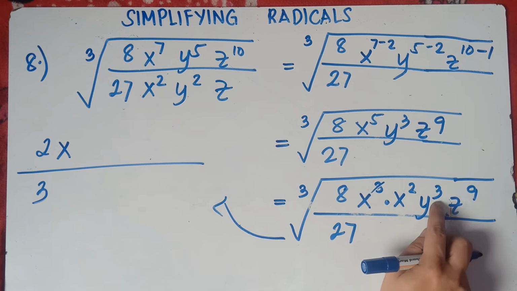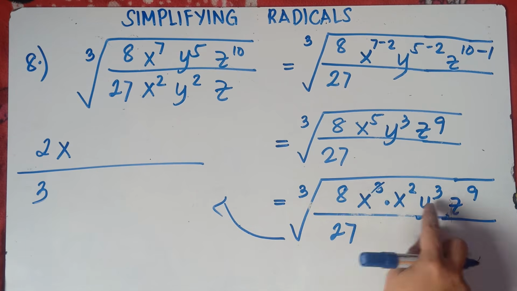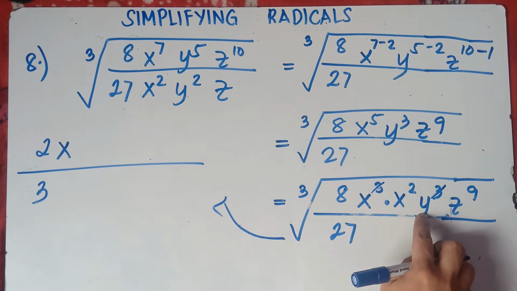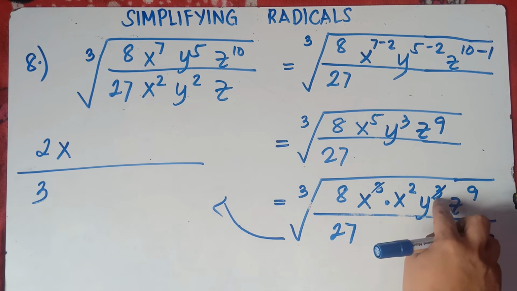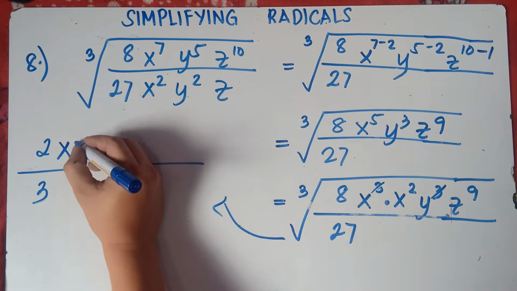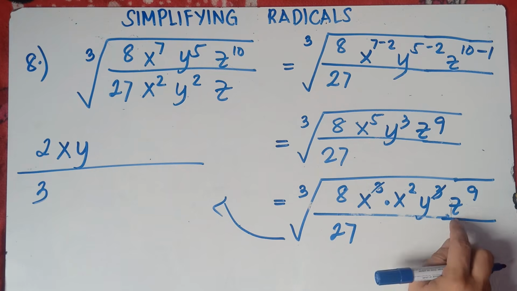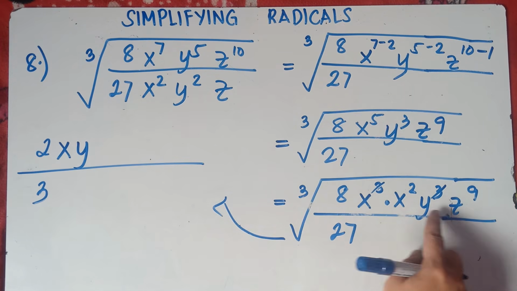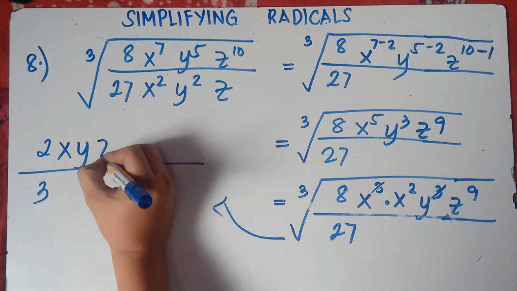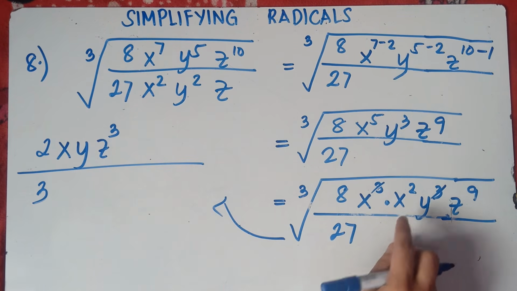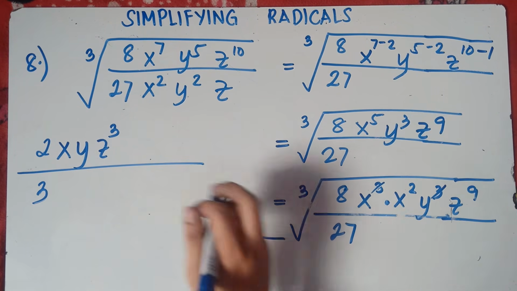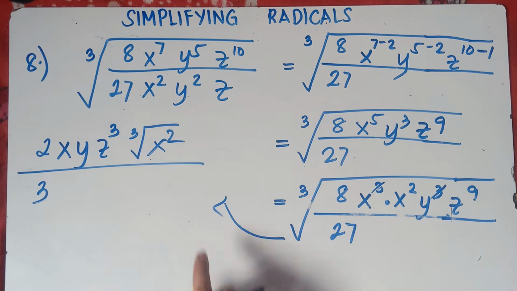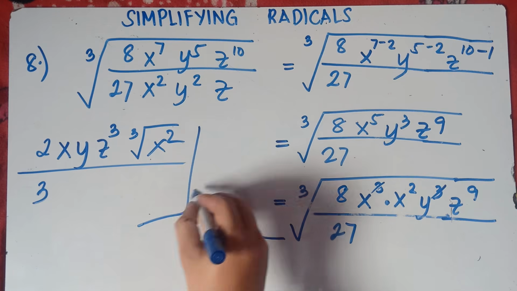For y raised to the power of 3, we can divide 3 by 3, so this is y, outside the radical symbol. 3 divided by 3 is 1, so y raised to the power of 1, or y. For z raised to the power of 9, 9 divided by 3 is 3, put it outside the radical symbol: z raised to the power of 3. And we still have x squared, so the cube root of x squared. And that's it, class. This is our final answer for number 8.